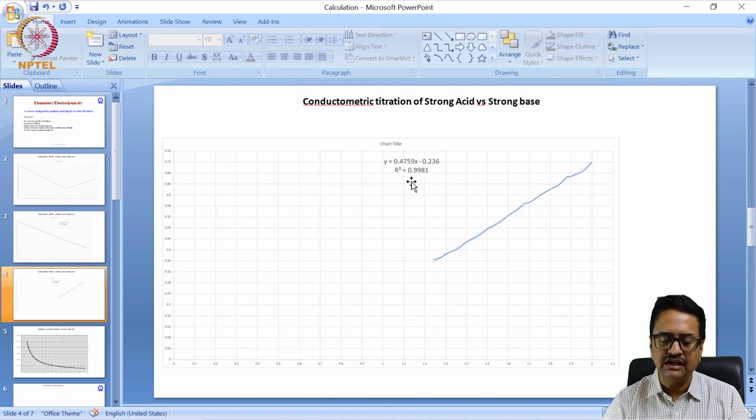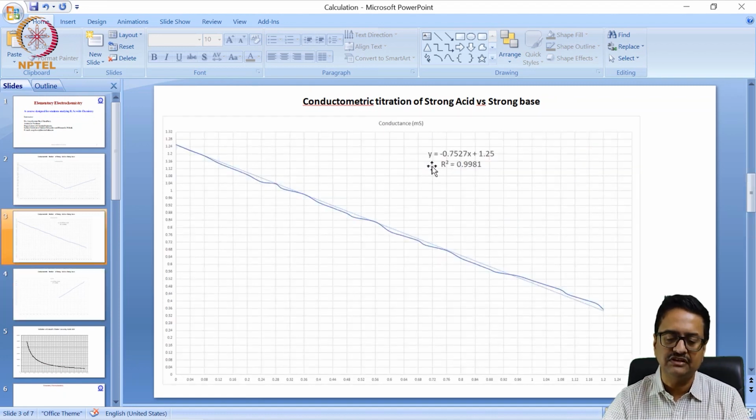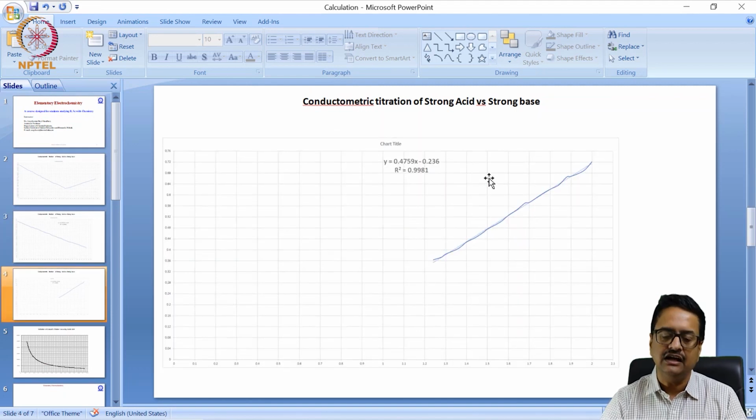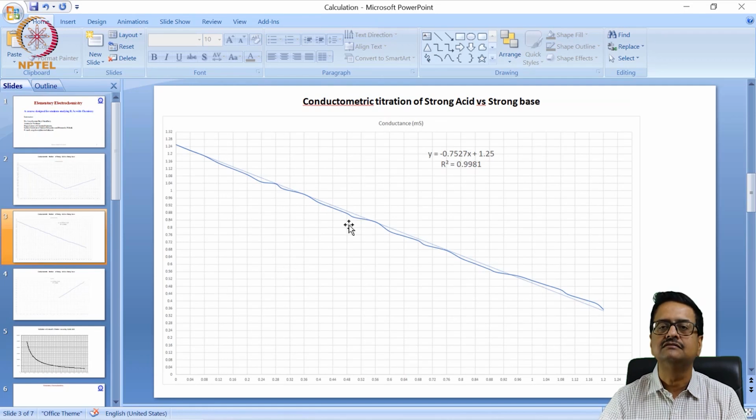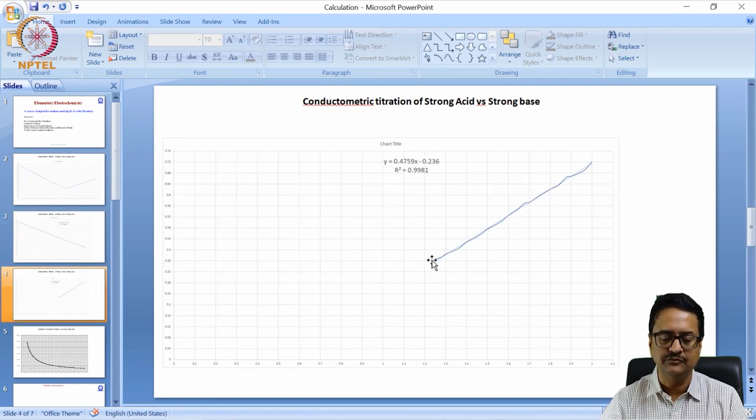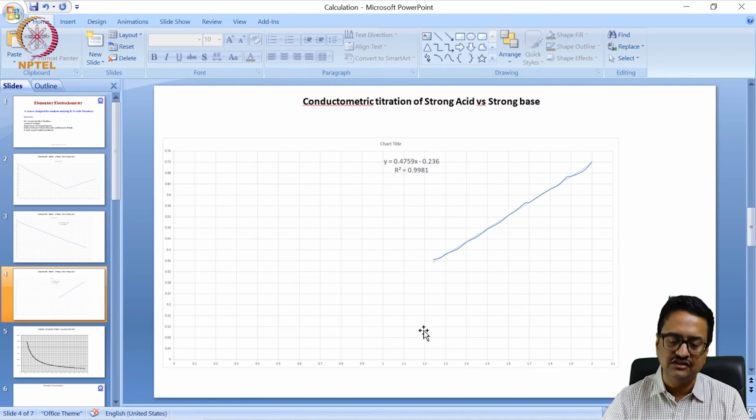So one can easily calculate the endpoint by using these two equations, the previous one here and this one there, and trying to find at which point these two straight lines meet using a simple mathematical method. The point where these two lines meet, one can assume, is the endpoint. That is the value of x and y for the endpoint, and here the x will give you the value for the volume of NaOH. Using that, one can easily calculate the concentration of the unknown HCl solution.